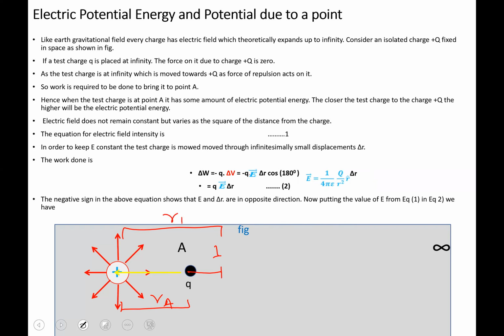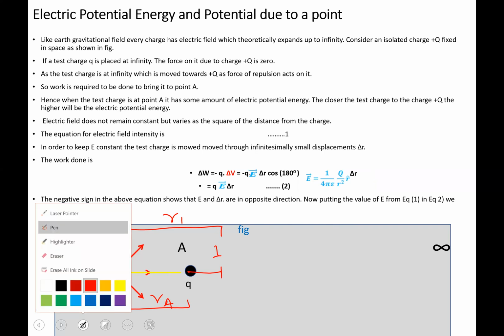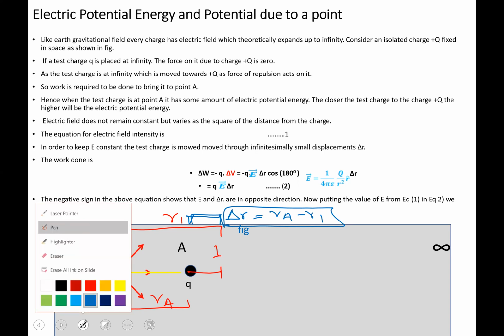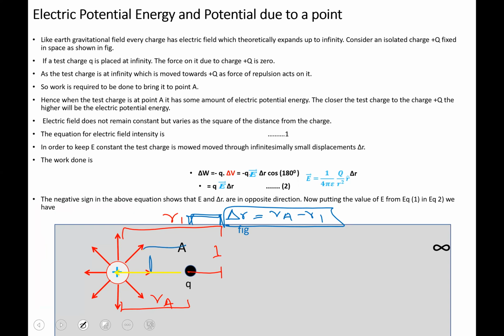So what is the difference between these two distances? It is represented by delta R, which is equal to RA minus R1. That means the difference of these two distances. Here we have the displacement between the two charges, where we want to move in the opposite direction. So the difference between the two points is basically represented as delta R.